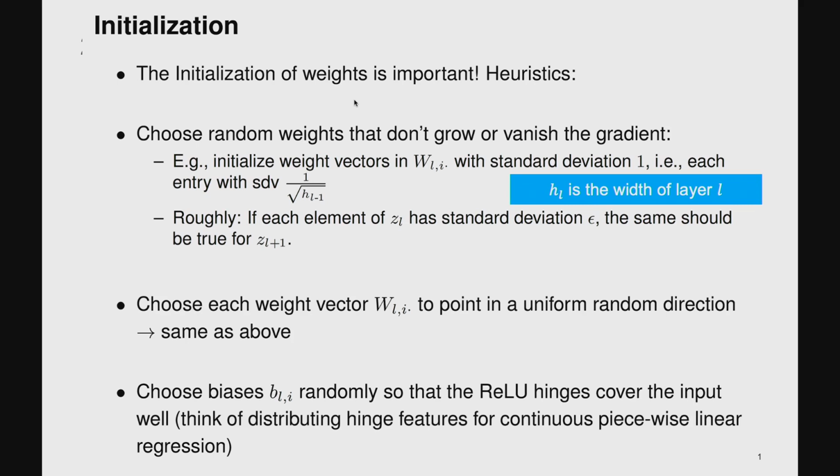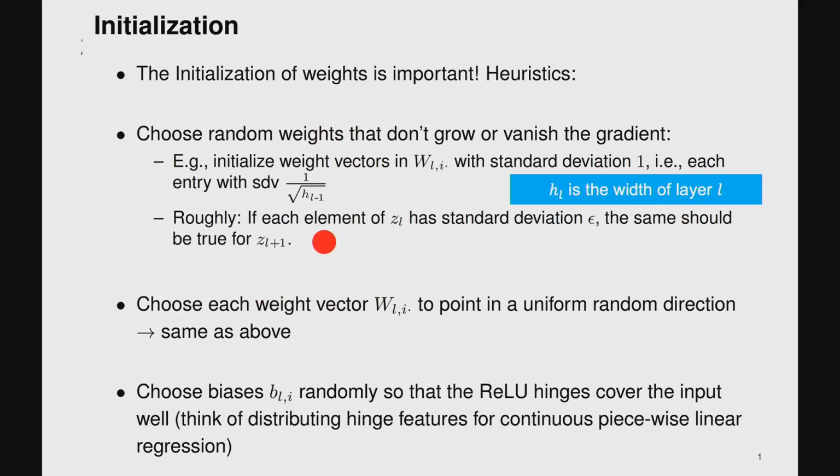And it may work, but a typically better way is to initialize your weight vectors in your different weight matrices around a value of 0, but with a standard deviation of 1. And a standard deviation of 1 would mean every entry would then have this kind of standard deviation. And H_L is the width of layer L.